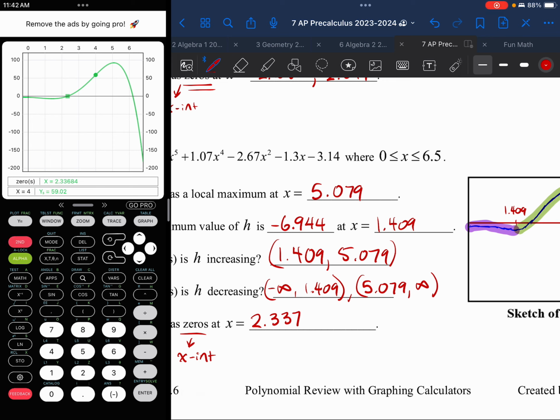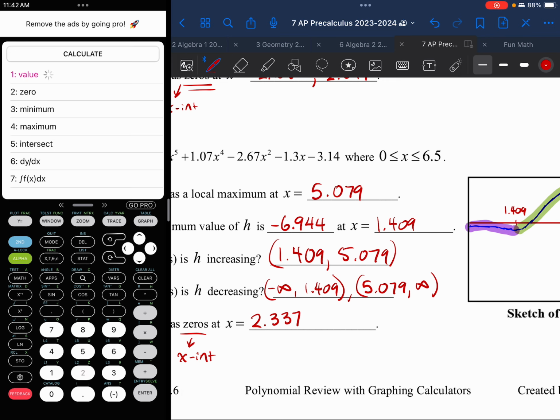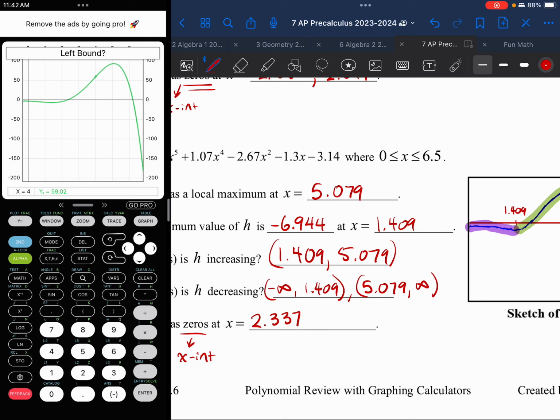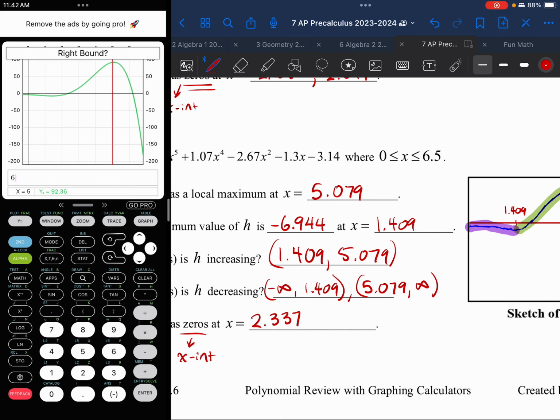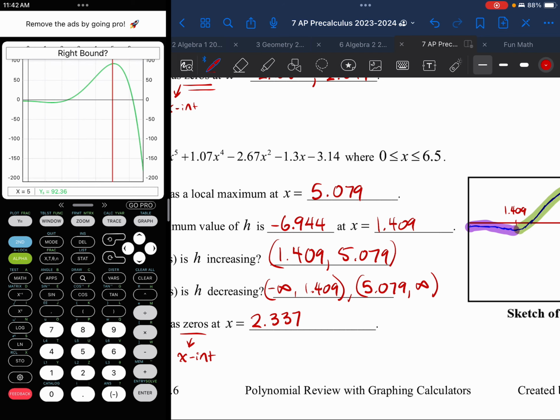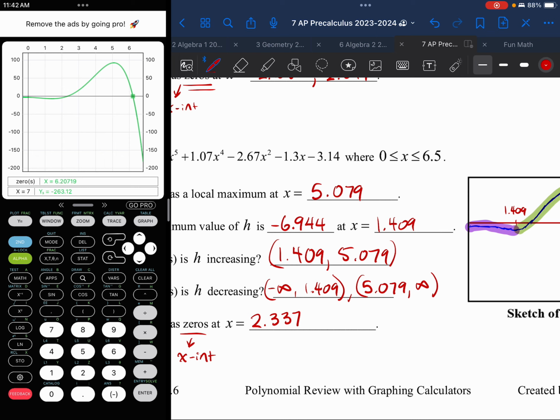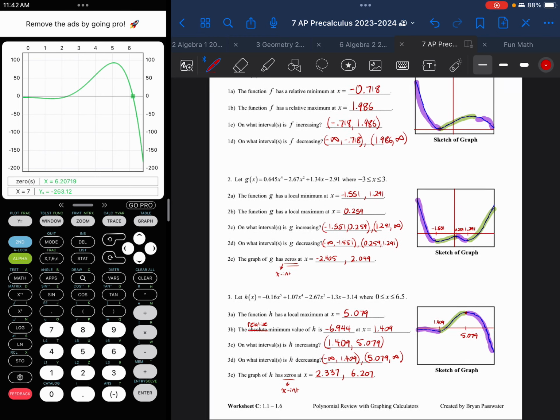And I have another x-intercept. I'm going to do a second trace to do a calculation of a zero. And that's going to be anywhere between 5 and 6. No, 5 and 7, I think. So I'm going to hit clear. My right boundary is 7. And that happens at 6.207.